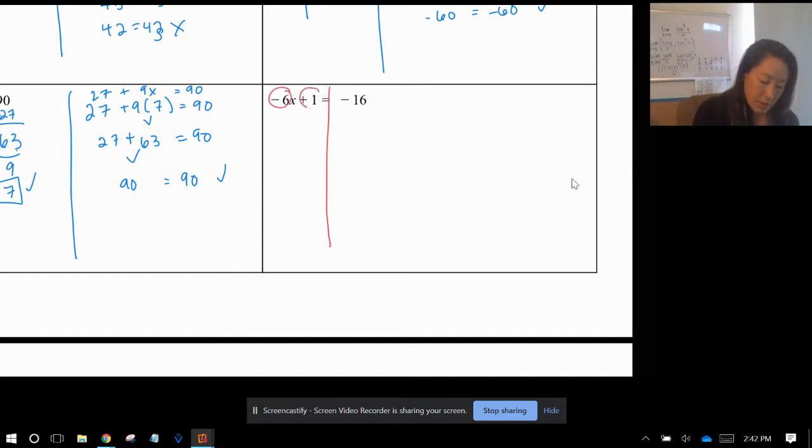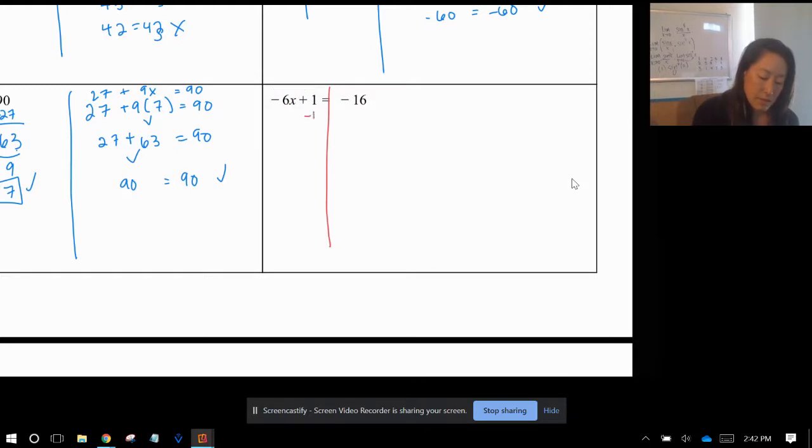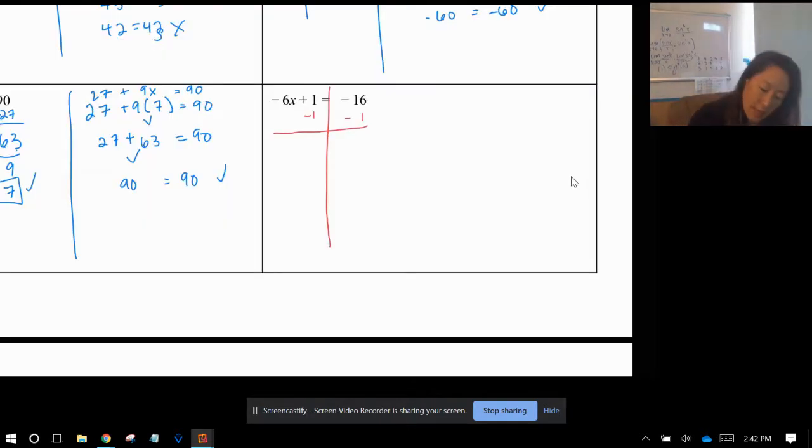Okay, so looks like I have the negative 6 that's multiplied by the x and the plus 1 that's being added to the x. So I'm going to start by subtracting 1 because I need to undo addition and subtraction first. So I get negative 6x is equal to negative 17. Then I divide by negative 6, and I get x is equal to, negative divided by negative is a positive, so 17 over 6. Nothing divides out of 17 and 6.